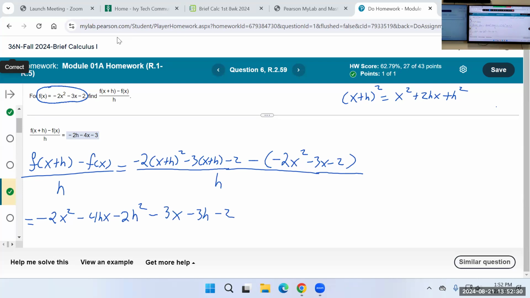And now I'm going to distribute this negative sign for the f of x. So that would give. All right, yeah.